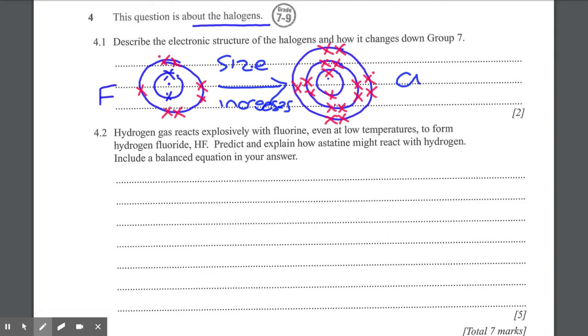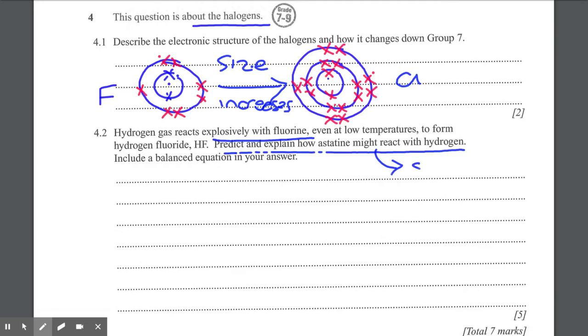So if we then go into question 2, we are told that hydrogen reacts explosively with fluorine. That's because it's a very small atom and the electron is pulled very easily into its outer shell. However, it's asking us to predict and explain how astatine might react with hydrogen. Now, the first issue is how it might react.